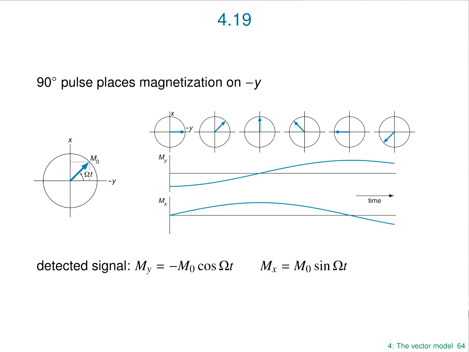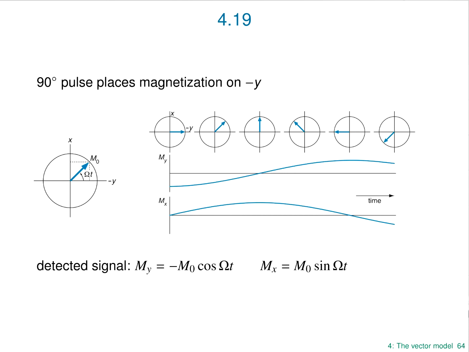So the 90-degree pulse puts the magnetization vector along minus y. And you remember that the vector is going to go around not at the Larmor frequency, it's going to go around at the offset frequency, big omega. So if we wait a time t, the vector will have moved through an angle big omega times t, which is shown there. And just geometry tells you that the y component goes as minus cos omega t, and the x component goes as sine omega t. And they are plotted there.